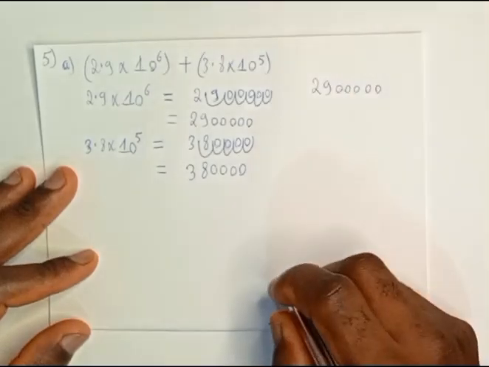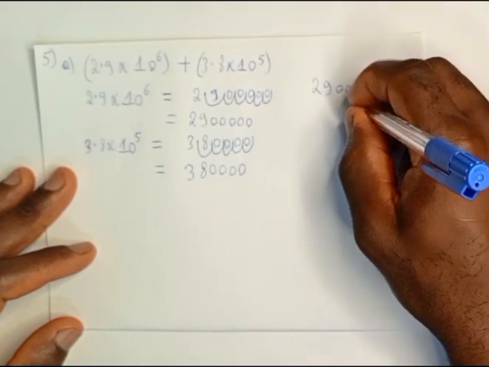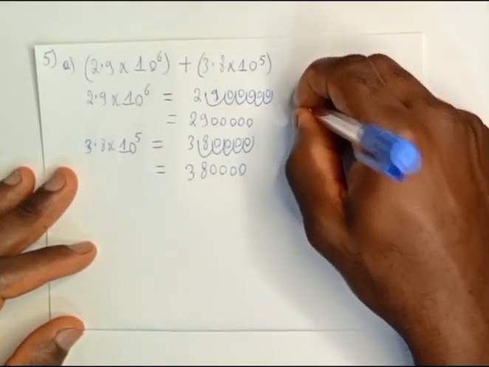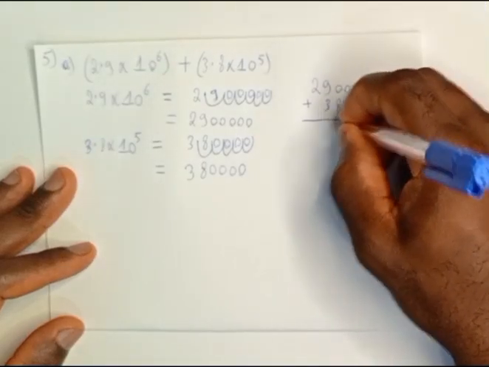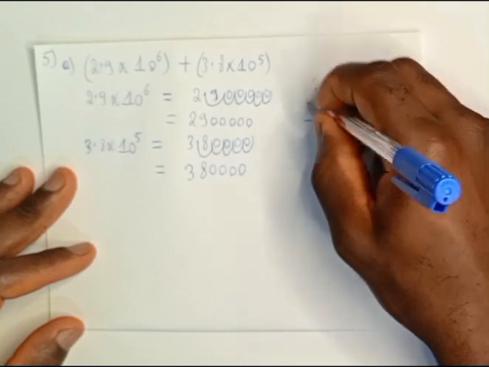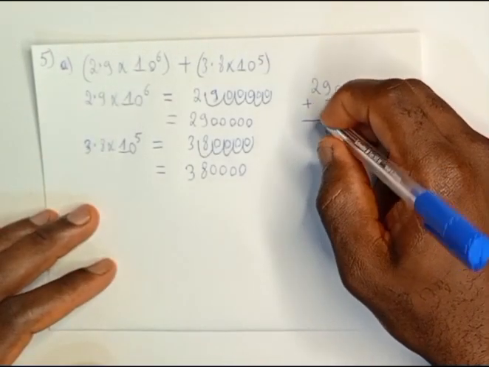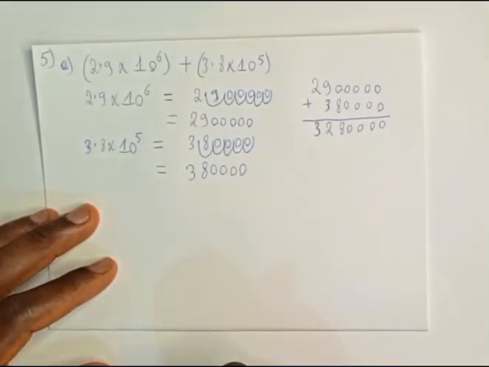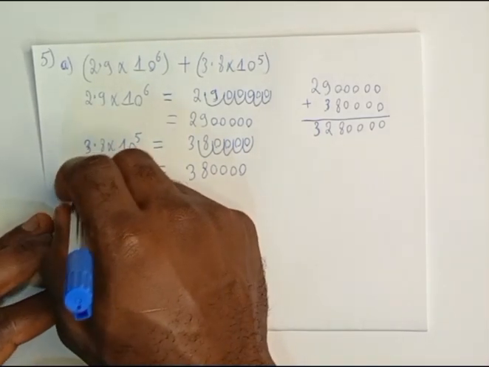Next, we have to add the 2,900,000 with the 380,000 with the 4 zeros. 8 will be here and 3 here. Then we add 0 plus 0, 0, 0, 0, 0, 8. 9 plus 3 gives us 12. We are going to write down 2, we carry 1. 2 plus 1 we carry gives us 3. So this will be 3,280,000.